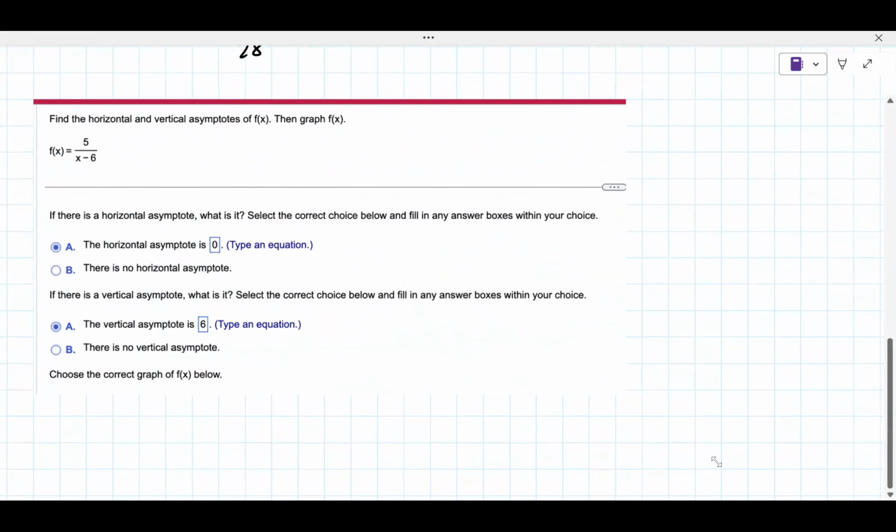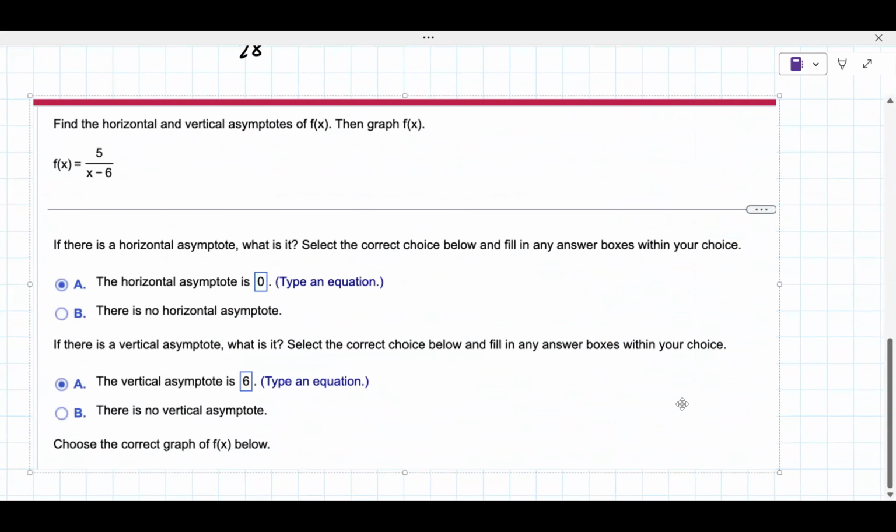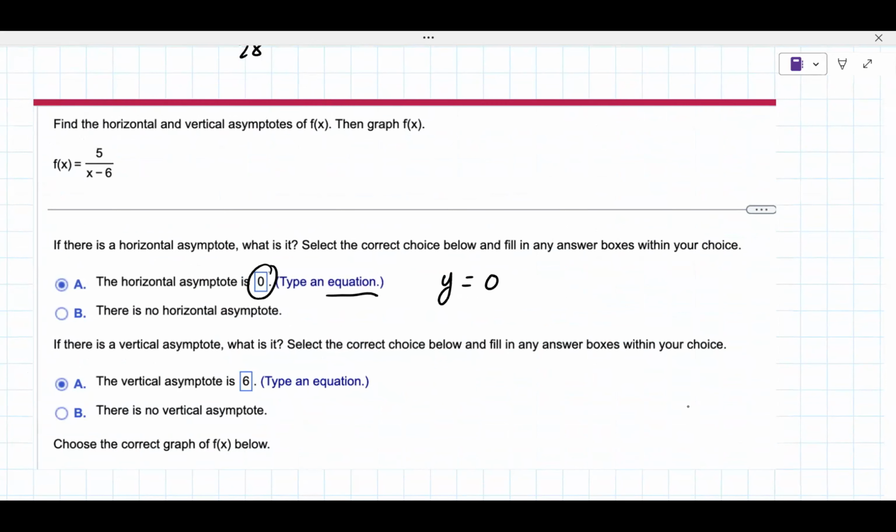All right, find the horizontal and vertical asymptotes. So the horizontal asymptote, what you have is correct here, but it's not an equation. You want to write y equals 0. And then same thing with the vertical. What you have is correct, but it's supposed to be x equals 6, like that. Yeah, and that's the Pearson. Now your graph is correct. Graph C is fine. You could graph it, or match them up.